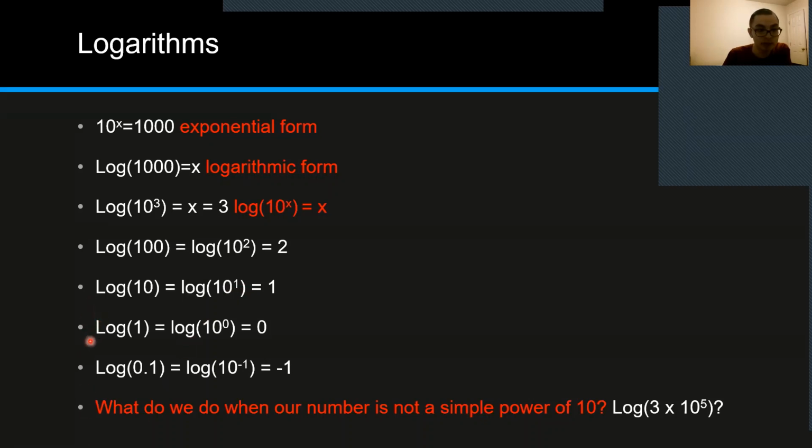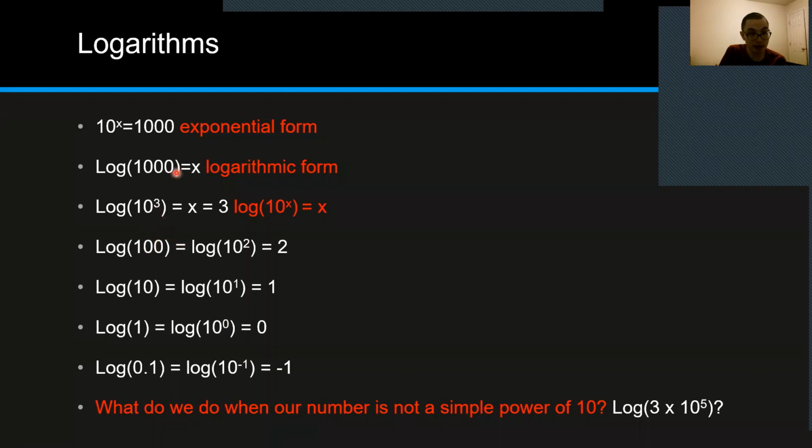Let's see. This one might be confusing to some people. Log of 1. Anything to the 0th power is equal to 1. So we can use this to find out that log of 1 is equal to 0. If this doesn't make sense to you, the 10 to the 0 thing, just memorize that log of 1 is equal to 0, right?